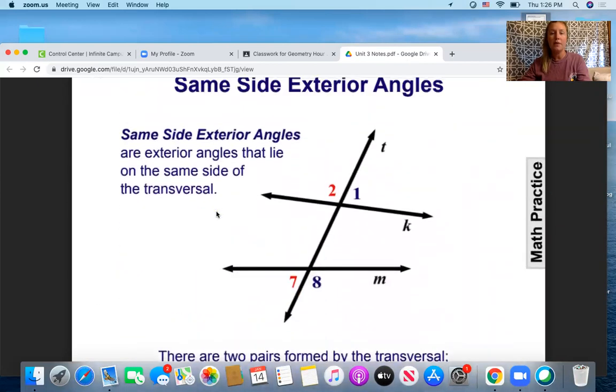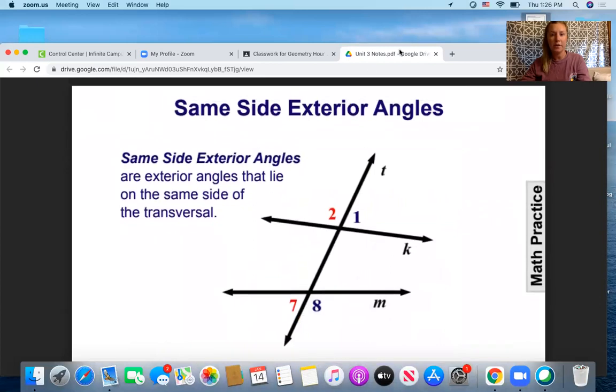Okay. Then we have same side exterior. So again, I'm going to highlight those in blue just because that's how I've been highlighting them the whole class period. So we're looking at these ones right here. And just like it says, they have to be on the same side of the transversal. And I'm highlighting the transversal right now in orange.